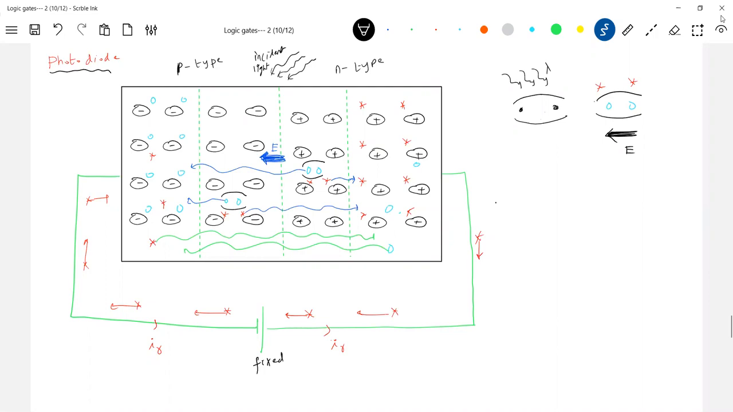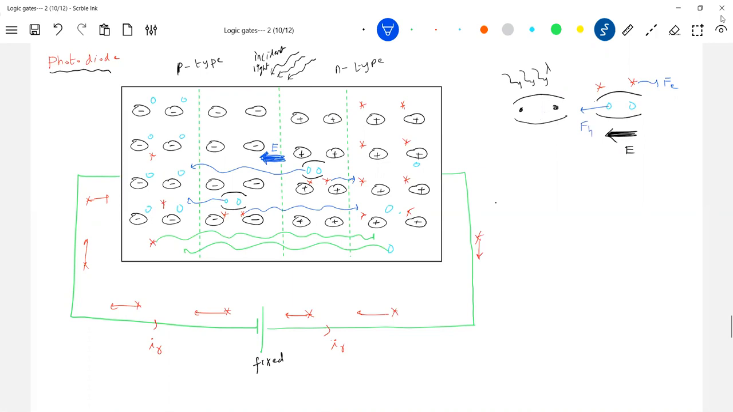Now let's come to this light. If the incident light strikes a covalent bond, it's as good as a photon striking a hydrogen atom, and it will excite the hydrogen atom. So now if the energy of the incident photon is such that it can liberate minority carriers, any minority carrier generated here, this electron will experience a force, and this hole will experience a force like this.